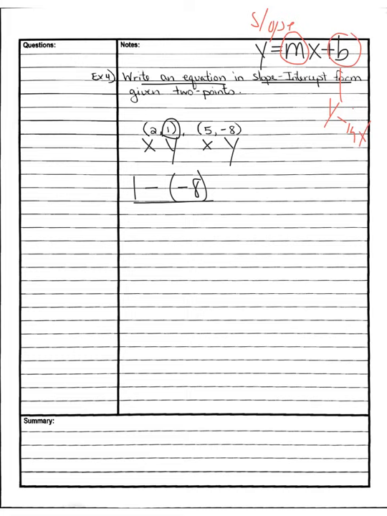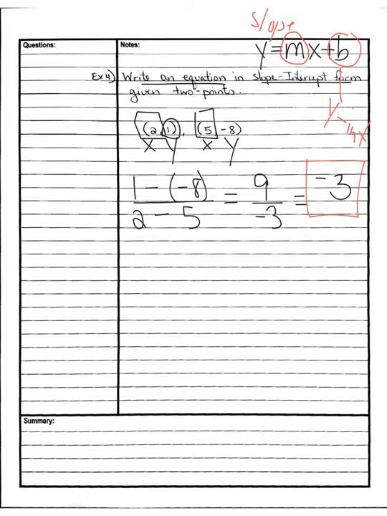And then we have to look at our x's. Because I started with 1, I'm going to start with the 2, take away the 5. And 1 take away a -8 is a +9, divided by 2 take away 5, which is a -3. And if we simplify that, 9 divided by -3, my slope is just a -3. So we found our slope. But now I have to find my y-intercept.